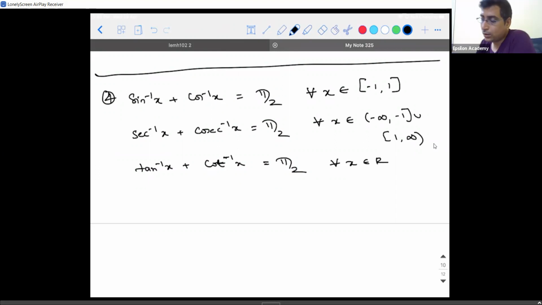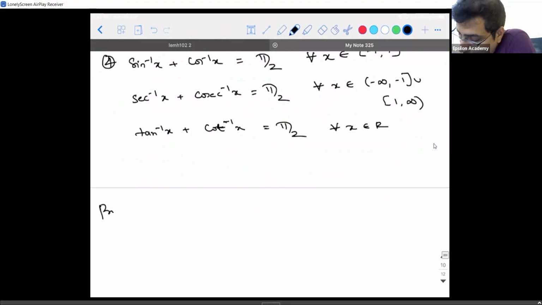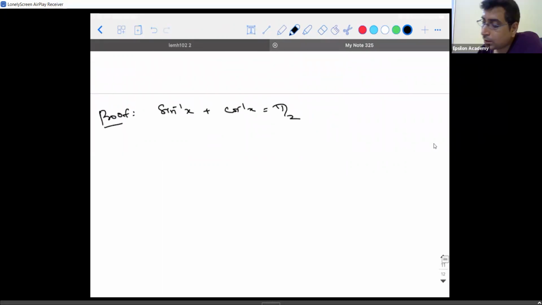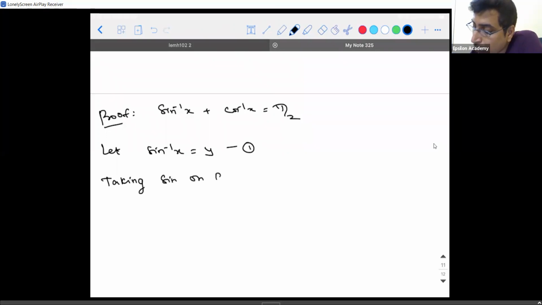So I will take the proof. Sin inverse of x plus cos inverse of x, I need to prove it to be pi by 2. Okay, let sin inverse of x be y. Let me call this as 1. Taking sin on both sides, what do I get? x is equal to sin y.